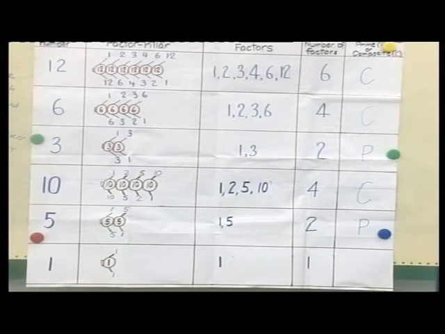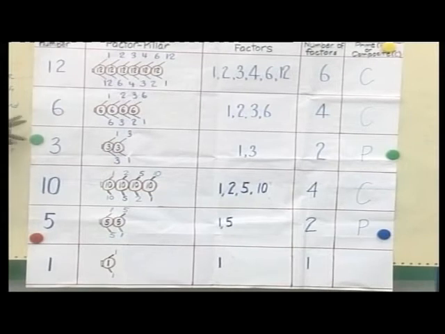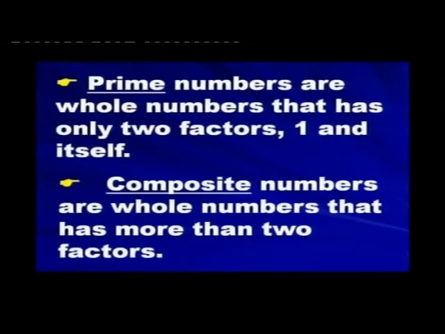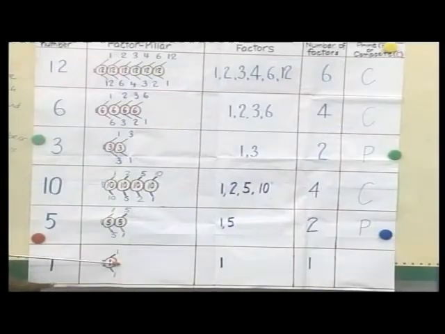Now, let us go back to the meaning of prime numbers. We said that prime numbers are whole numbers which have only two factors, that is 1 and itself. And composite numbers are whole numbers which have more than 2 factors. Now look at the whole number 1. How many factors does it have? Students? 1. So, can we say it is a prime number?